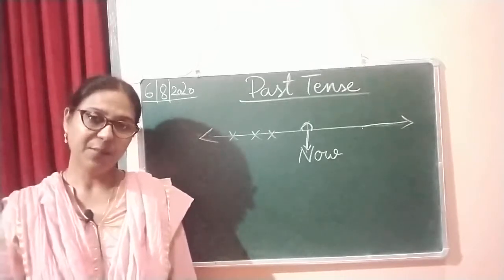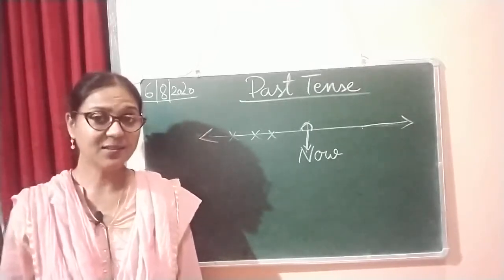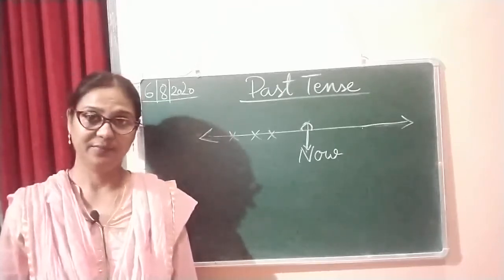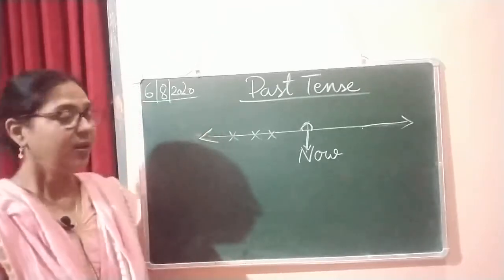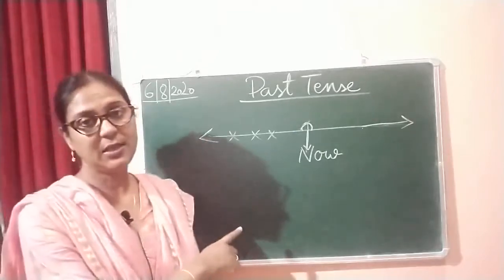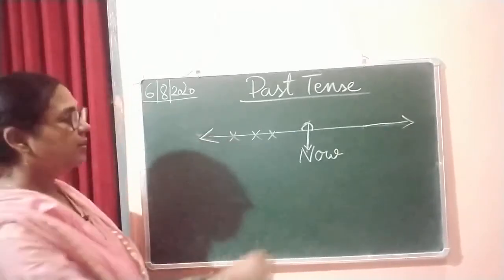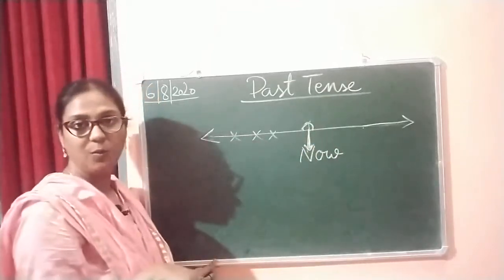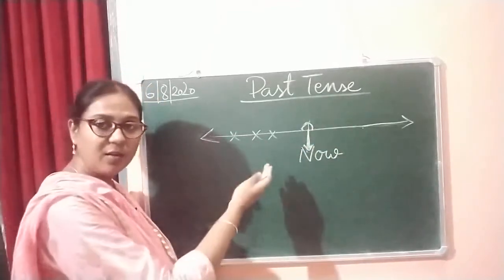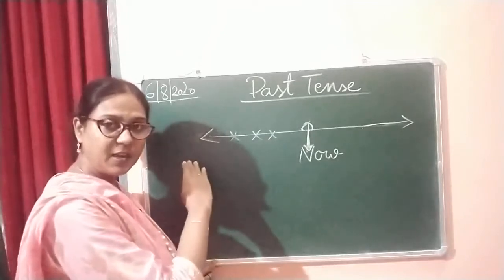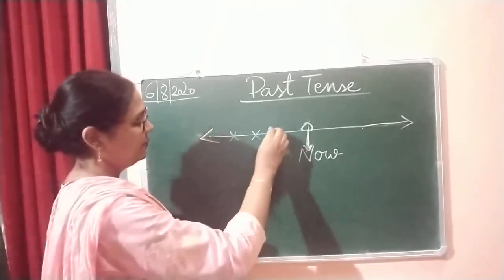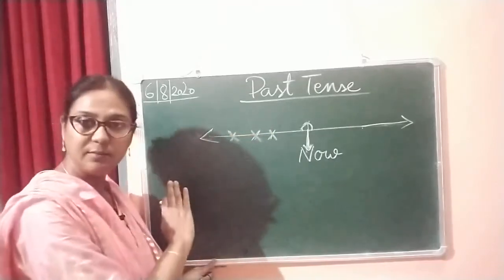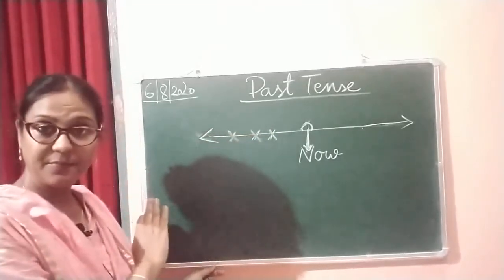What do you mean by past? Past means it was over. Now, here on the board you can see a line. And here we are now. And what we have done yesterday, that is over. It was done in the past.